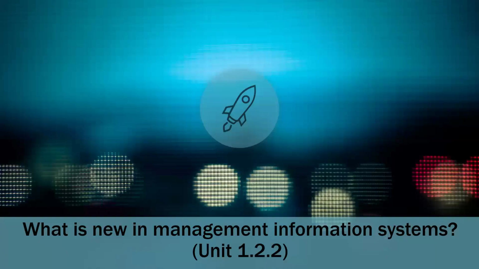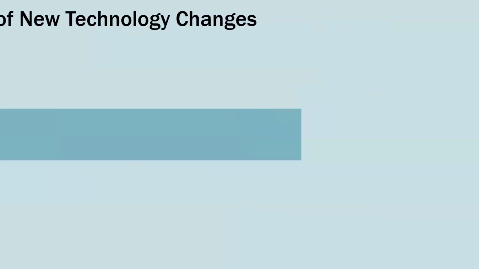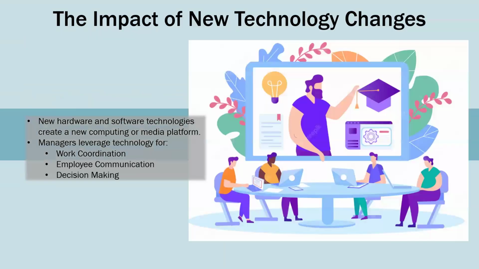So what is new in management information systems? What is it that is new that maybe we need to talk about in this module? Before we go deep, let's talk about the impact of new technology changes. Basically, each and every time there's a new technology that is introduced. We're in 2026. Three years ago, we never heard anything about AI. AI was there, but it wasn't as much of a buzz as it is today.